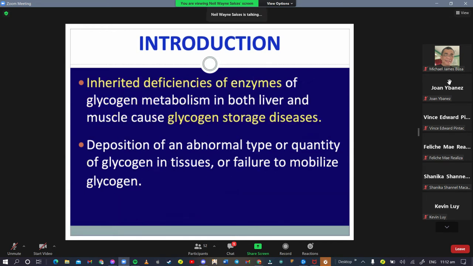So there are inherited deficiencies of your enzymes of glycogen metabolism in both the liver and the muscle that cause your glycogen storage diseases. And I'll be presenting this one in the last part. The deposition of an abnormal type or quantity of glycogen in tissues or failure to mobilize glycogen is basically one of the mechanisms in glycogen storage diseases.